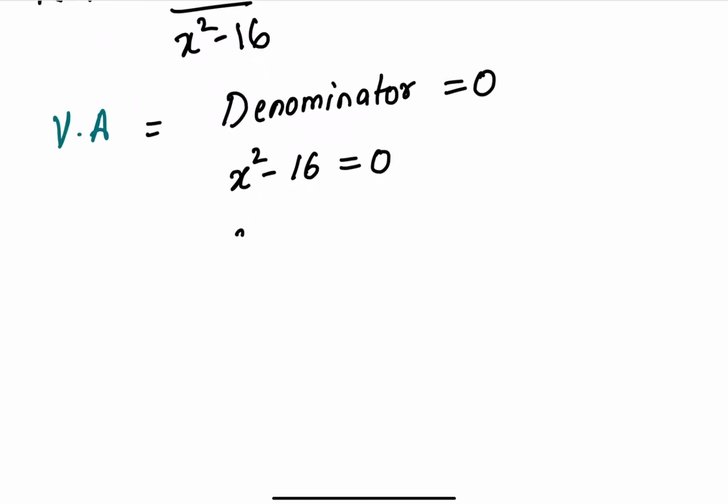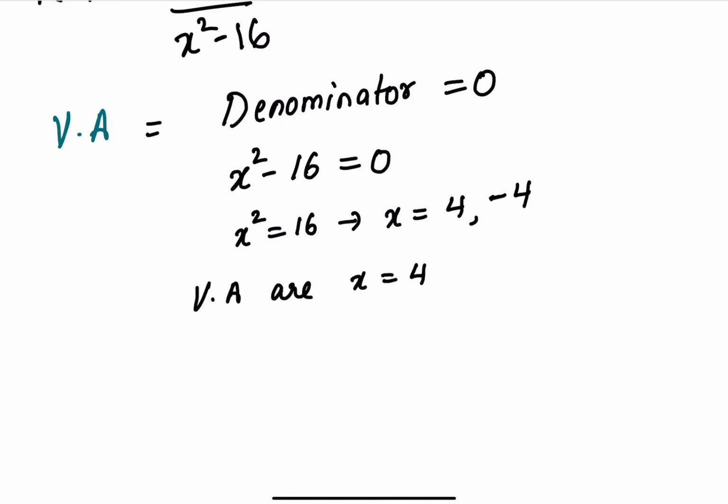That means my x squared is equal to 16. That is, x is equal to positive 4 and negative 4. So your vertical asymptotes are x equals positive 4 and x equals negative 4. That's how you check your vertical asymptote.